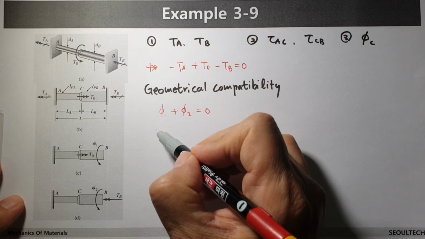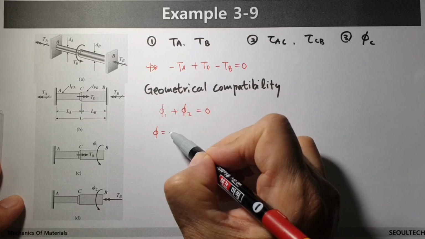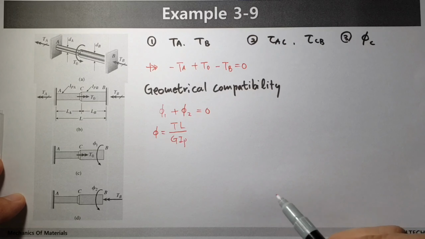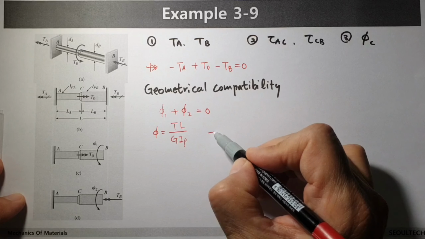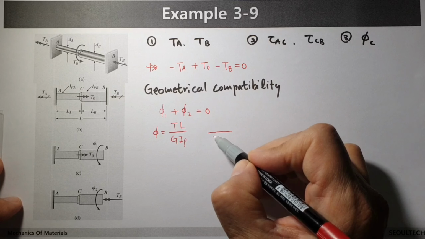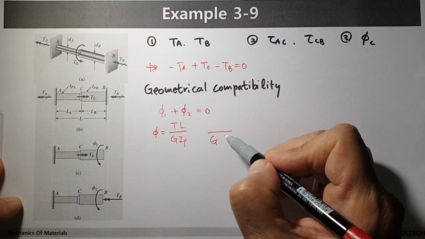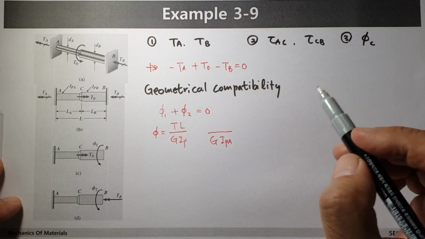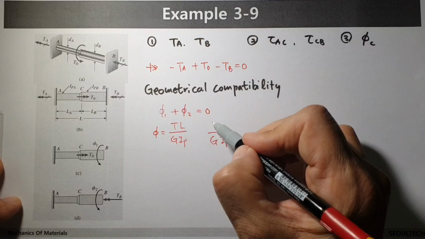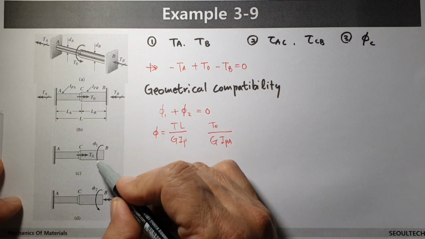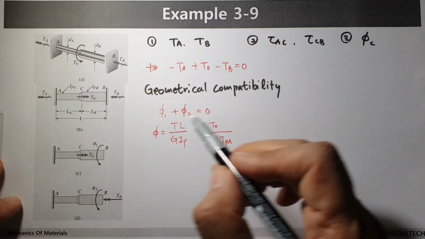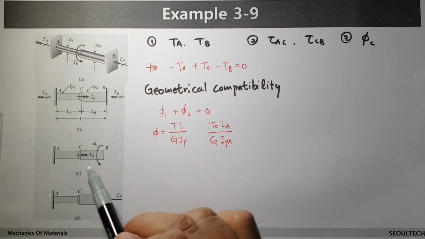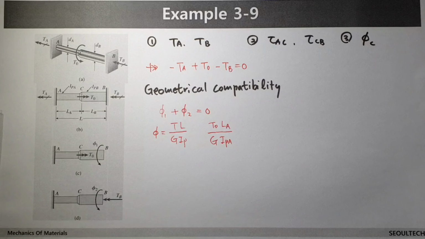By this formula, we can calculate phi 1 equals T L over G IP. This is the general relationship. Then on the left side, we assume the shear modulus of elasticity G is the same. Then IPA on the left side, and T0, phi 1, and you think about this length LA is acting here. Then the change of angle is like that.